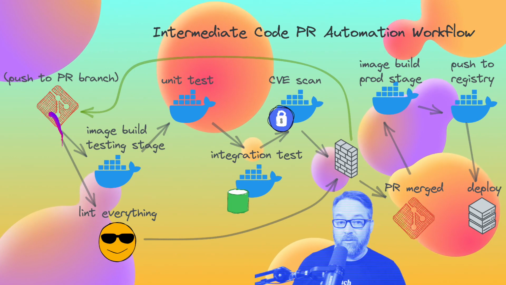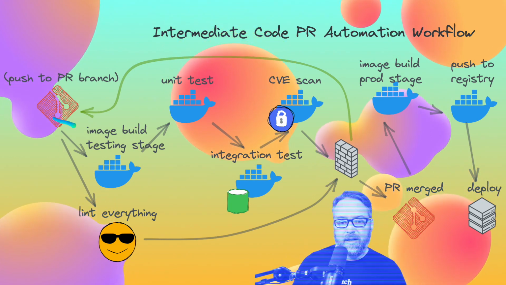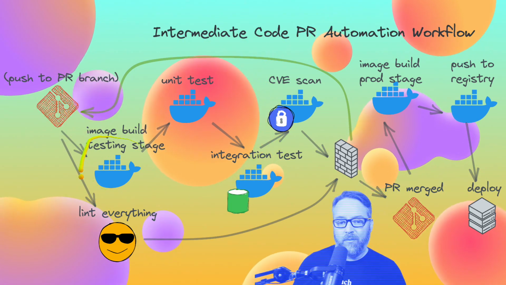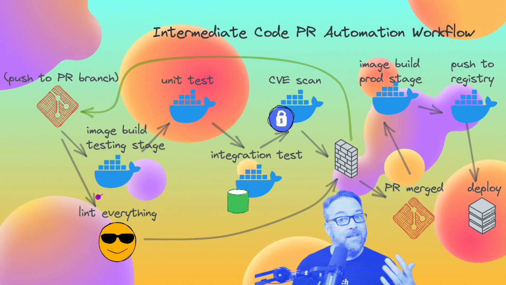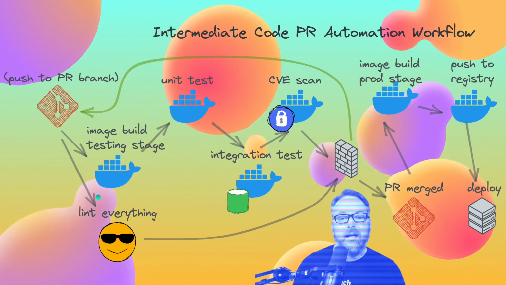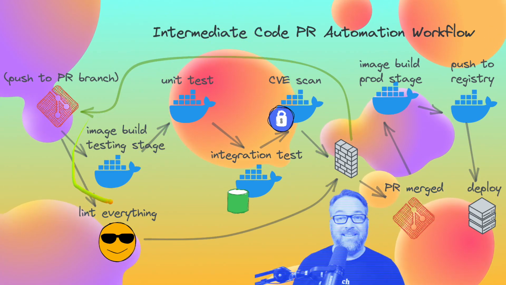So when we do a PR push, we're seeing that we're building an image and we're linting at the same time. So these might be different workflows or different pipelines. The image build, by the way, is to a testing stage.